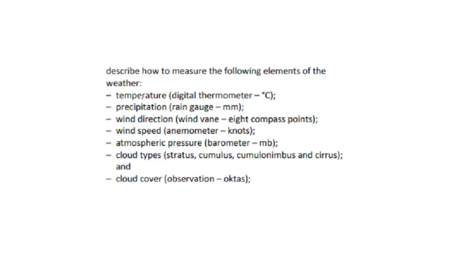So there we go. We've got the temperature, which is measured by the digital thermometer in degrees C. Precipitation, measured by the rain gauge in millimeters. Wind direction, by the wind vane, the compass points. Wind speed, anemometer in knots. Atmospheric pressure, barometer in millibars. Cloud types we'll come back to later. And cloud cover by observation in oktas.